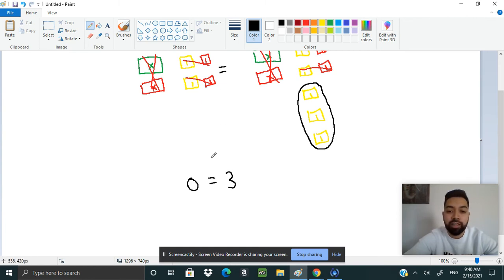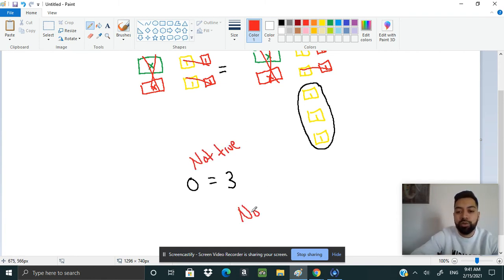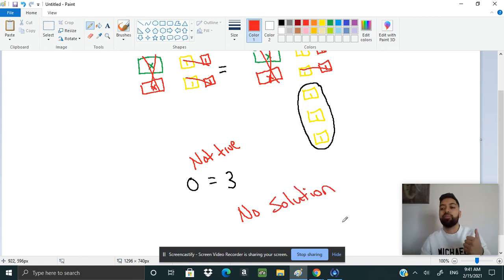So when you get something like this, where you get a statement that is not true, this means that there is no solution. Okay? In the previous problem, for the first part in the core activity, you noticed that there was one solution, and that was x = 2. But in this example, we just got a statement that is not true, and that's always going to imply that there is no solution. Okay?